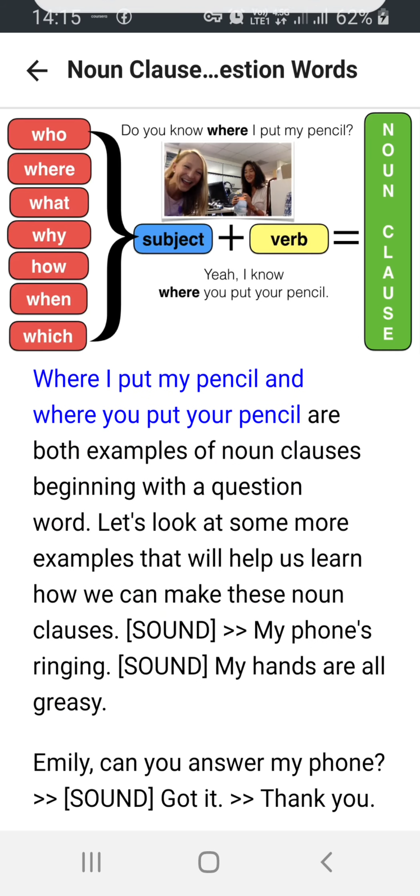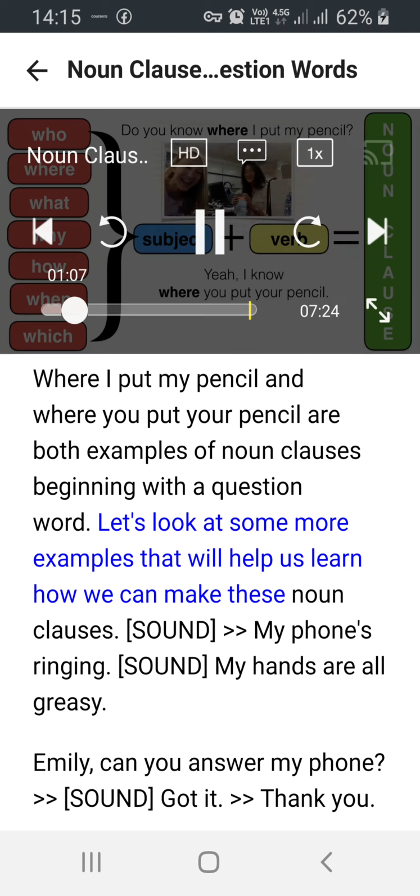Where I put my pencil and where you put your pencil are both examples of noun clauses beginning with a question word. Let's look at some more examples that will help us learn how we can make these noun clauses.